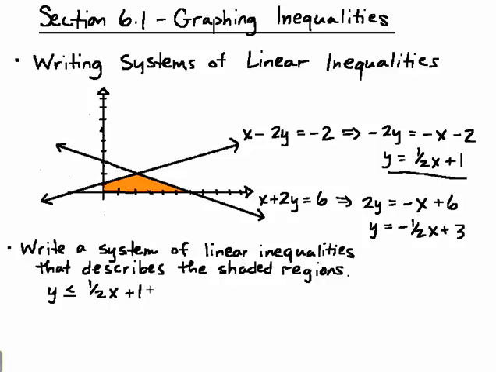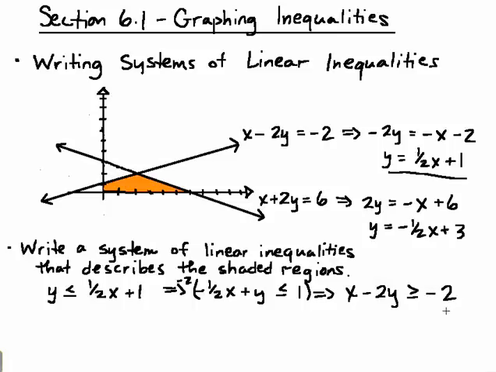And WebAssign may want you to write that in standard form. If it does, you would need to put that back in standard form by undoing what we just did, subtracting 1/2 x from both sides. And then getting the x term to be a positive whole number, in other words, which is done by multiplying everything by -2. And when we multiply by a negative, we need to switch the sign from less than or equal to greater than or equal to.